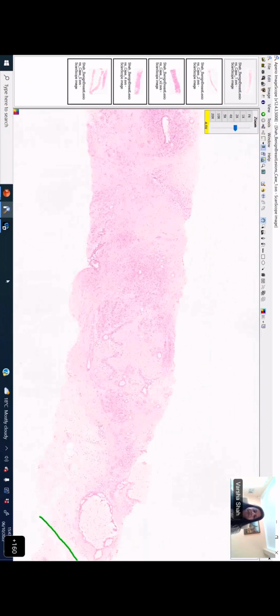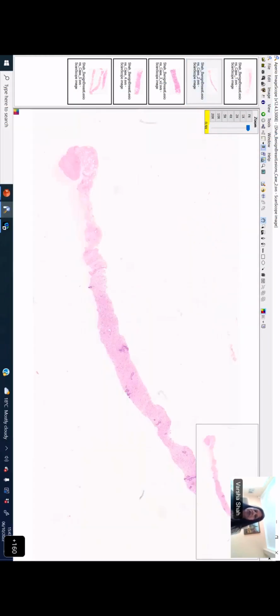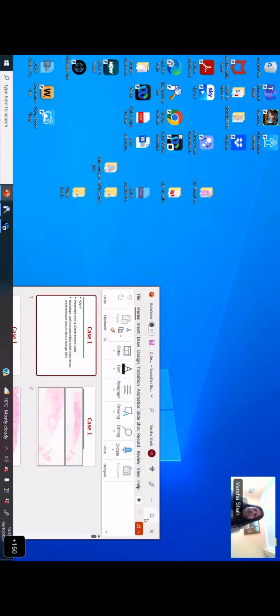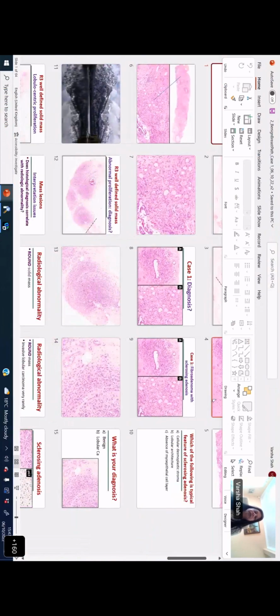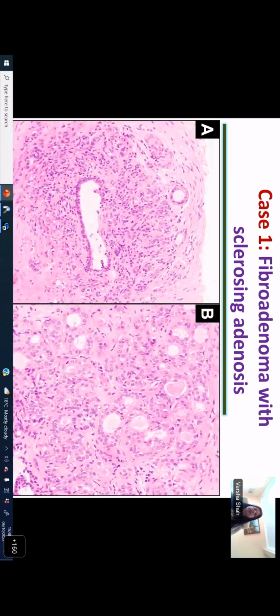Happy? So let's just go on to PowerPoint. Okay, so this is what I had the pictures of, but we won't go through those again. So that's the diagnosis. Fibroadenoma with sclerosing adenosis.